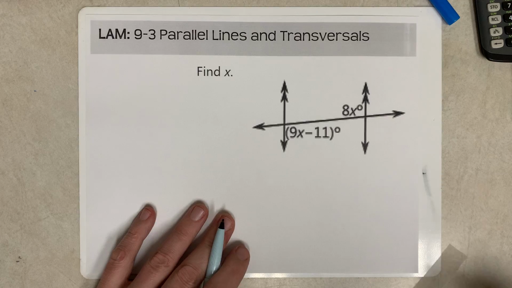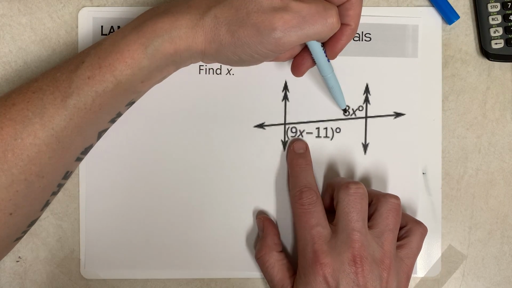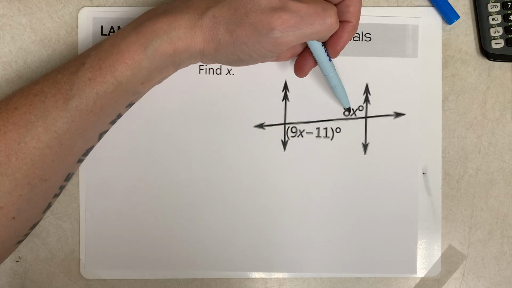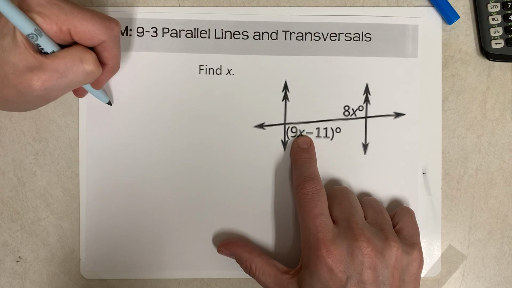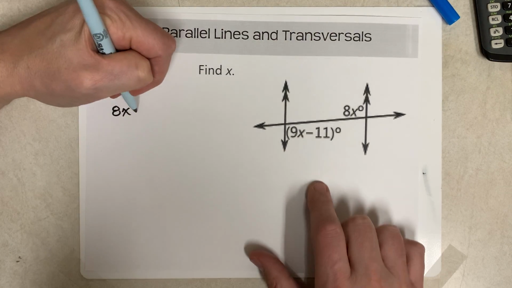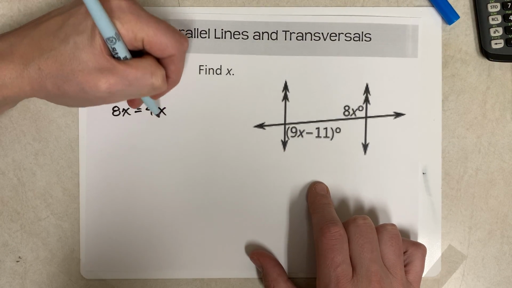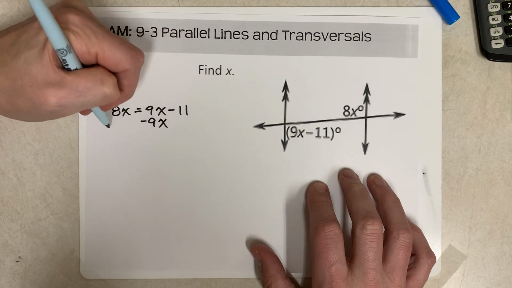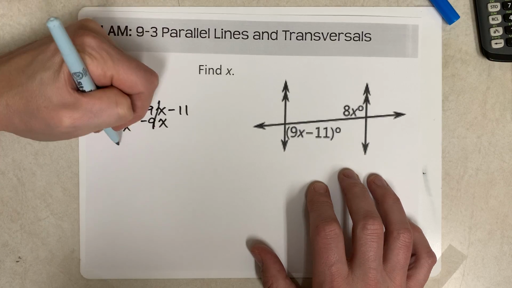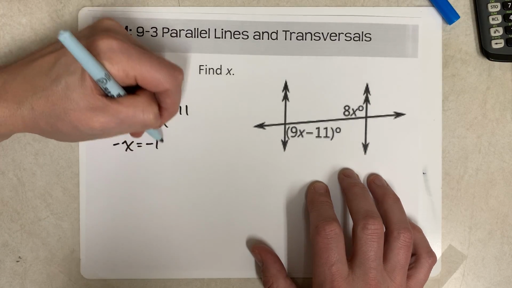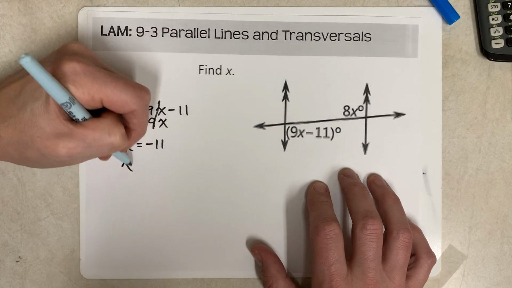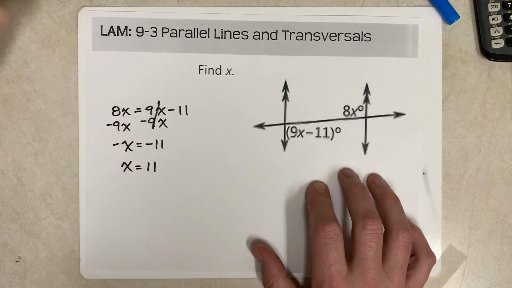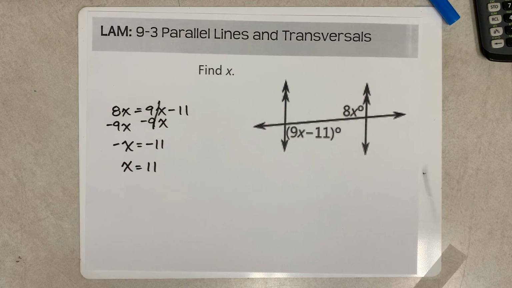Okay, this time we have alternate interior, and we know that those are going to be congruent also. So we can do 8x is equal to 9x minus 11. So I can subtract 9x from both sides. Negative x is equal to negative 11. And then just change the sign on both sides, and x is equal to positive 11. That's pretty easy.